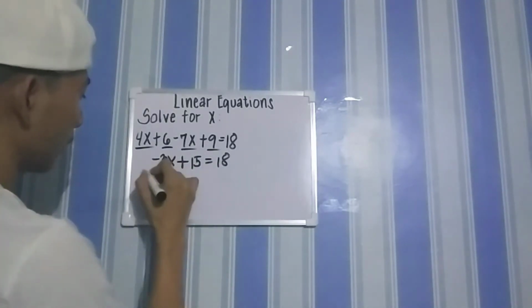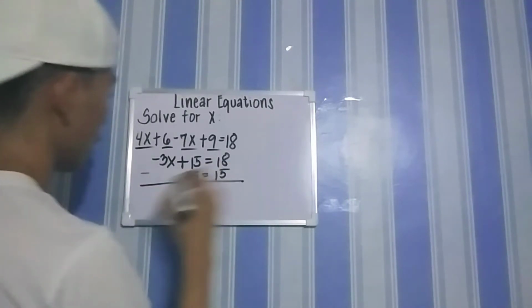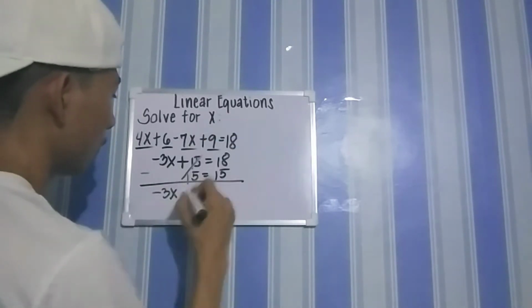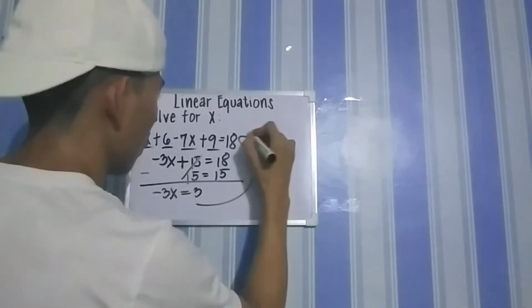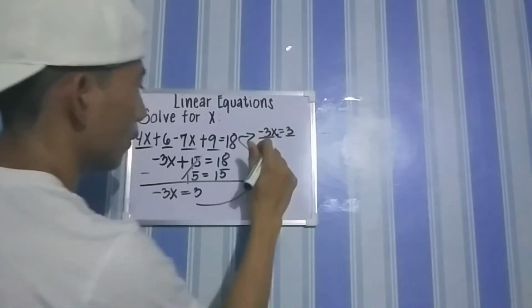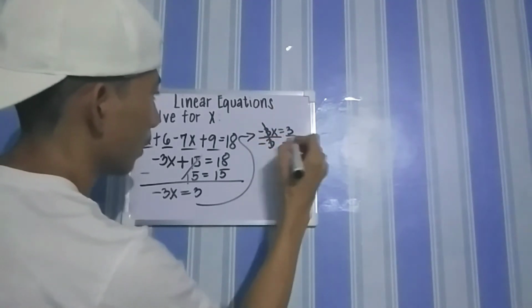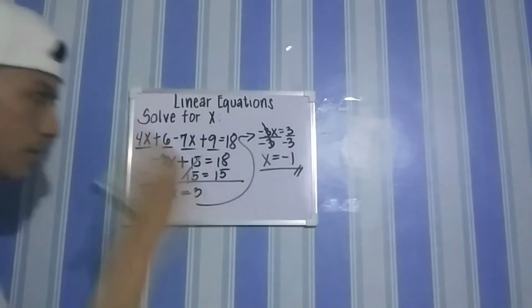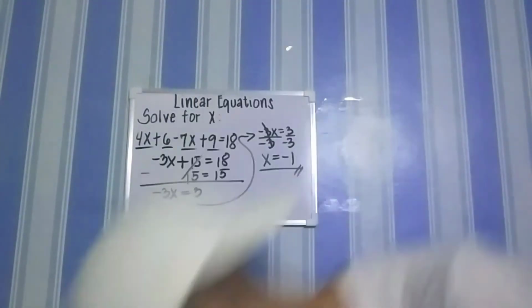So next step, subtracting both sides by 15. So bring down negative 3x. 15 minus 15, 0. 18 minus 15 is equal to 3. So negative 3x is equal to 3. To get rid of the coefficient 3, going to divide both sides by 3. Negative 3. And the value of our x is equal to negative 1. That's the value of our x for this problem. So next problem.